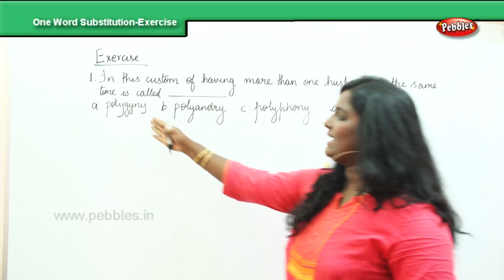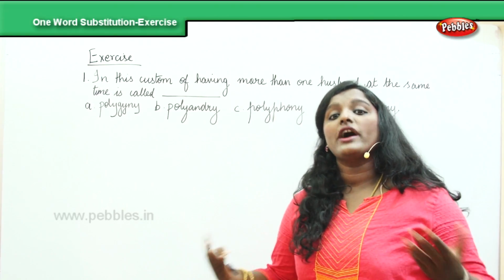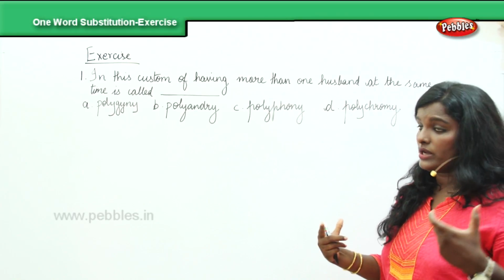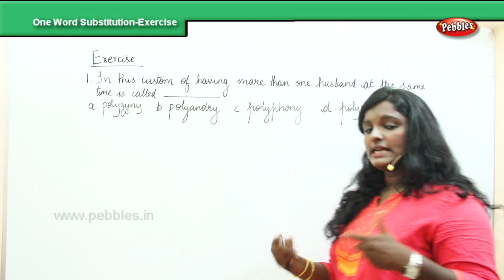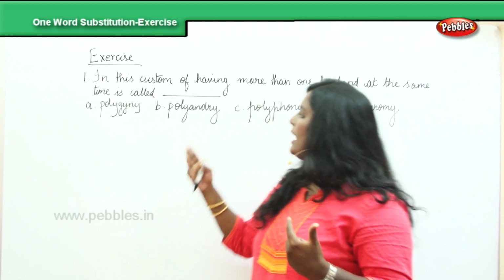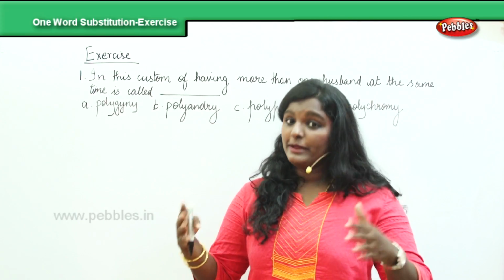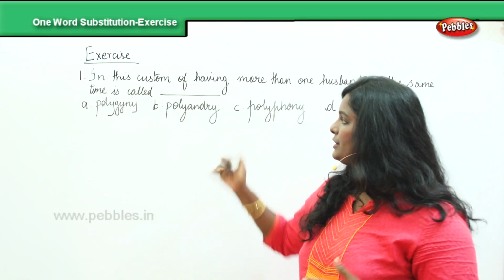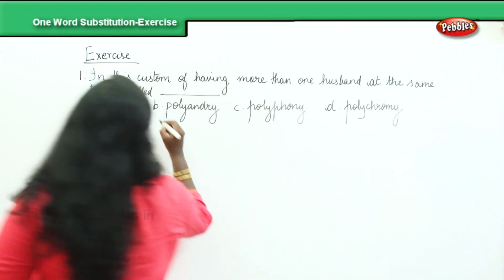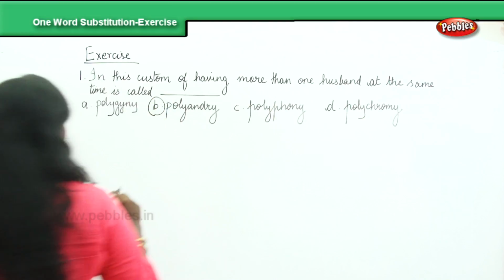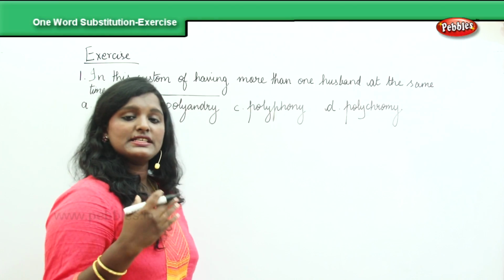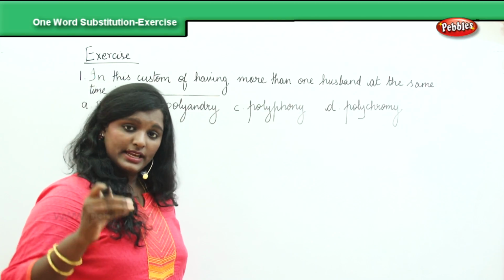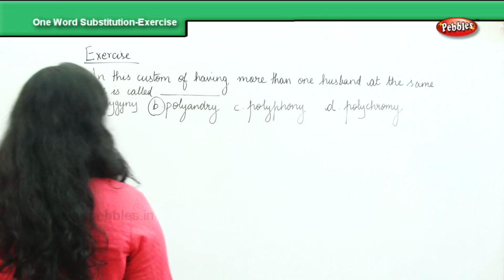Now here, polygyny means having several wives. Polyphony is a musical term with different voices. And polychromy is a kind of painting. And polyandry means having many husbands at the same time. So that helps us to narrow down to the answer, polyandry. Got it? So as I had told you all earlier, this comes only with extensive practice and training and reading. Let's move on to the next example.